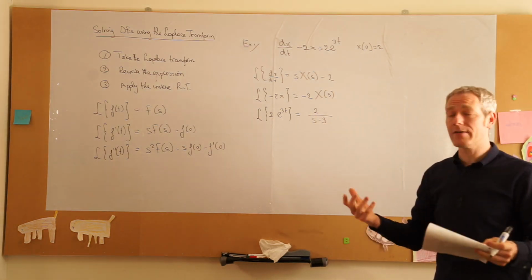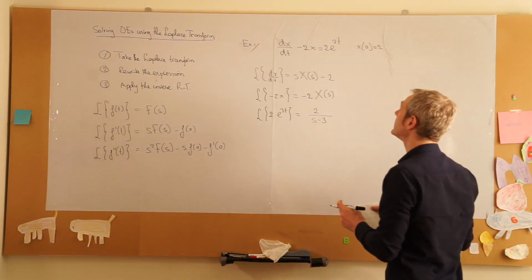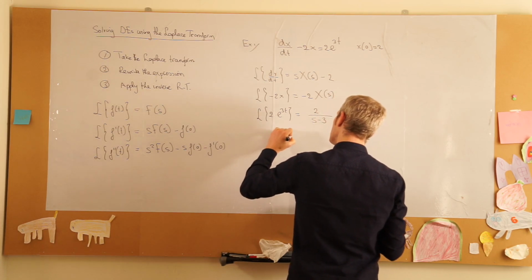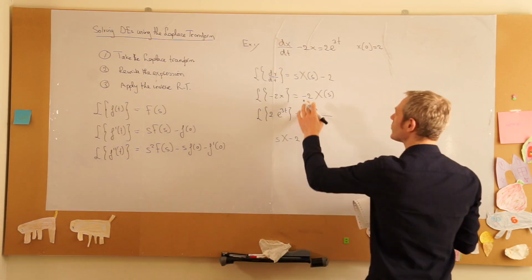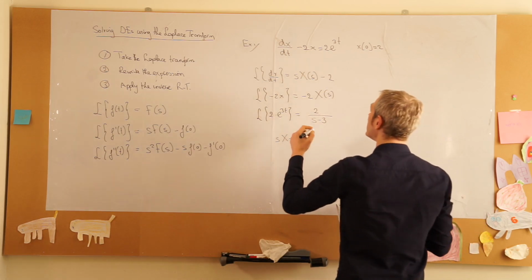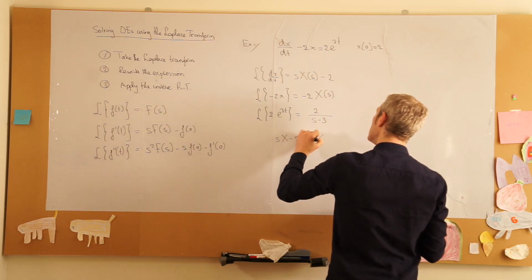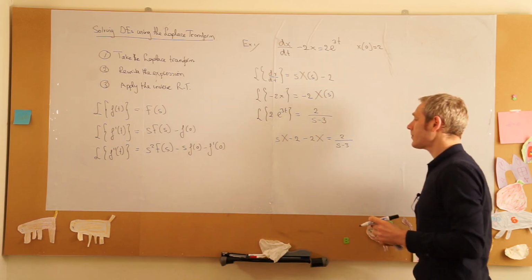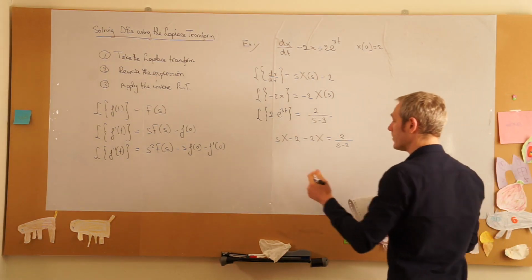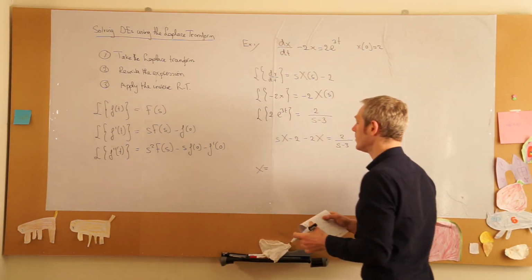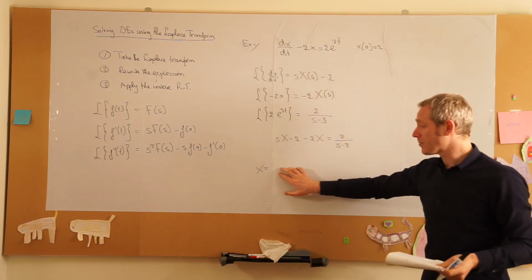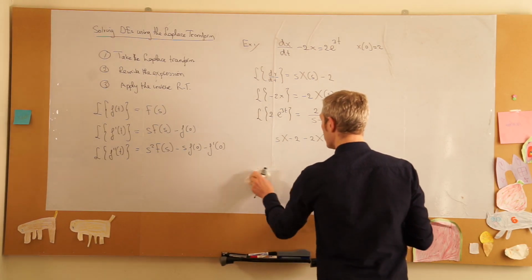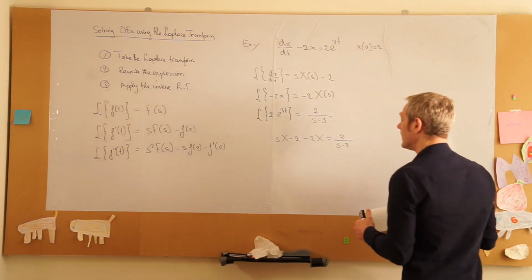So what do we have if we take our whole differential equation? We will have s times X minus 2, I'm dropping the s in parentheses, minus 2X is equal to 2 over s minus 3. And we want to rewrite this so that we have something in the form of X equals some expression. And that expression we will then feed into the inverse Laplace transform. So let's do some calculations here.